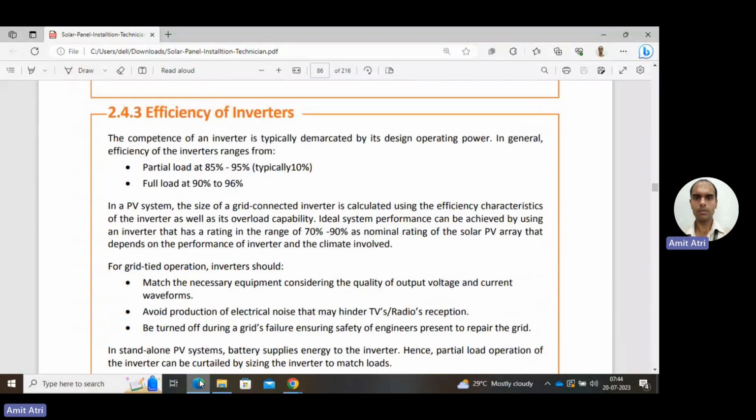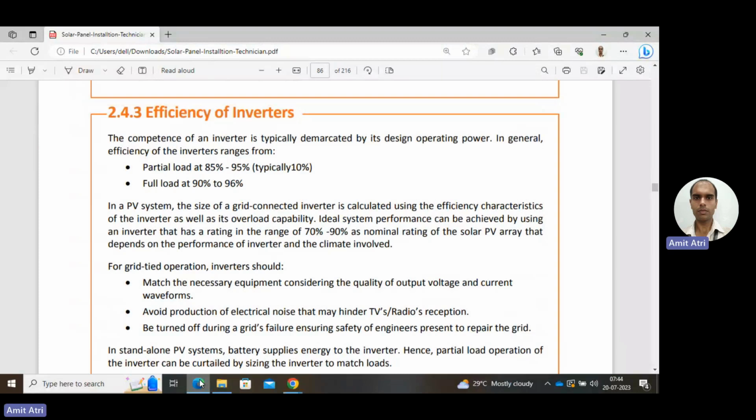Efficiency of inverter. The efficiency of a moving device, some type of machine, generator, motor, anything like that, is usually low as compared with a static device. Why? Because friction and windage are not there. The inverter is also a static device, so its efficiency is high.